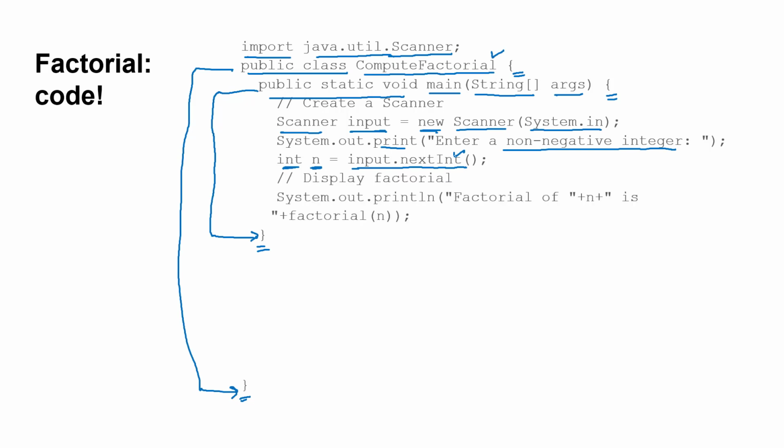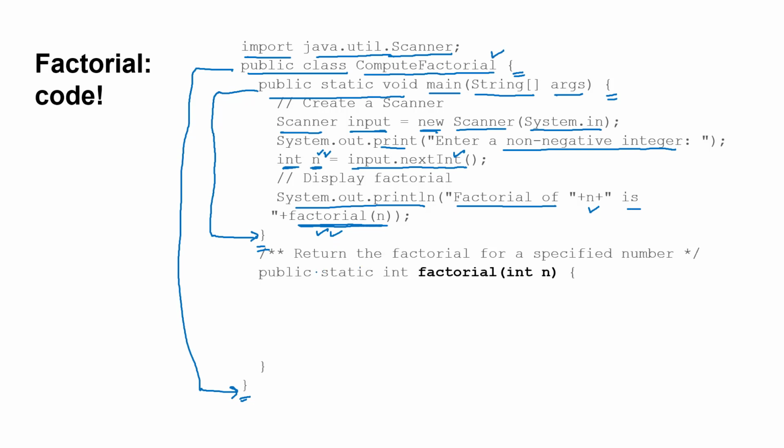All right, next what I'll do now, I will invoke the factorial method, which I still need to write. Okay, and I'll say System.out.println factorial of n, this integer right here, is the result of this method factorial, which we still have to write. So here goes the skeleton of the factorial method.